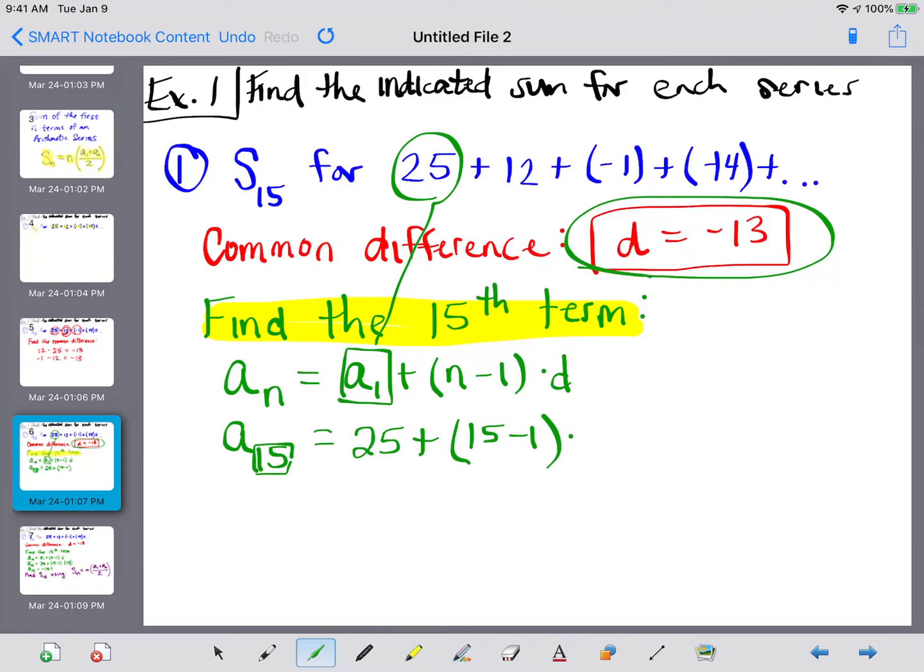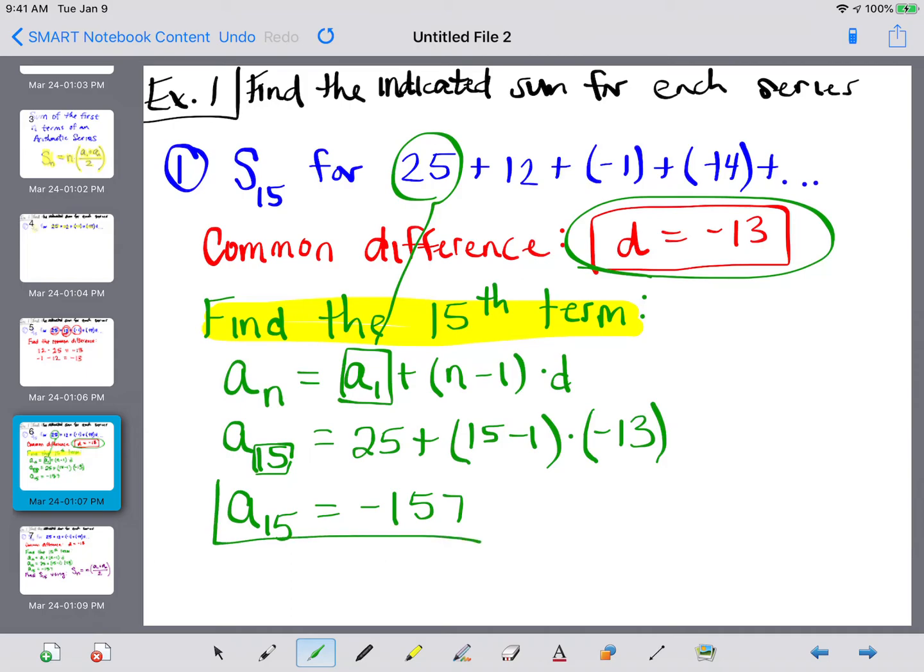Whenever I multiply by a negative, I put it in parentheses so that I don't confuse myself. If I were just to put times minus 13, I might think that was just saying subtract 13. When we multiply by a negative, we always want to surround it with parentheses. So when we calculate this, 15 minus 1 is 14. Well, 14 times negative 13, we would do that first. And we would add 25 to it, and we would end up with negative 157.